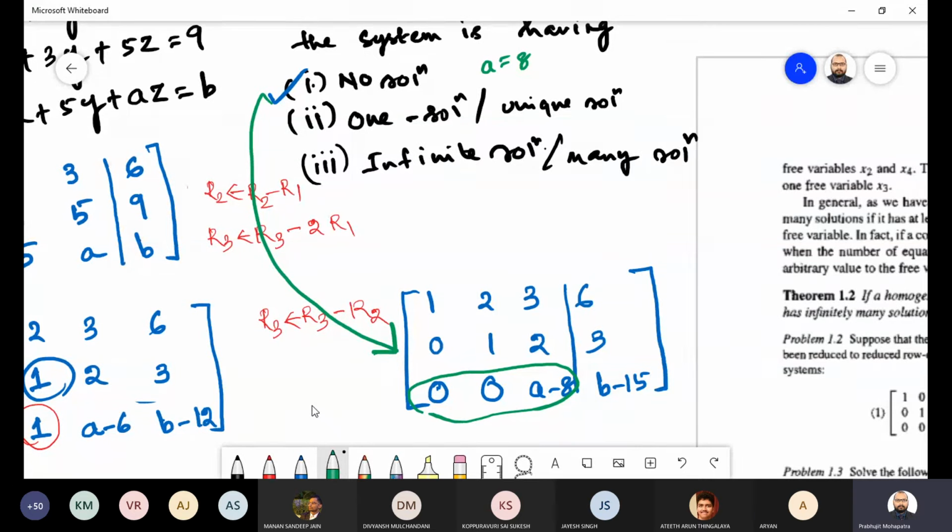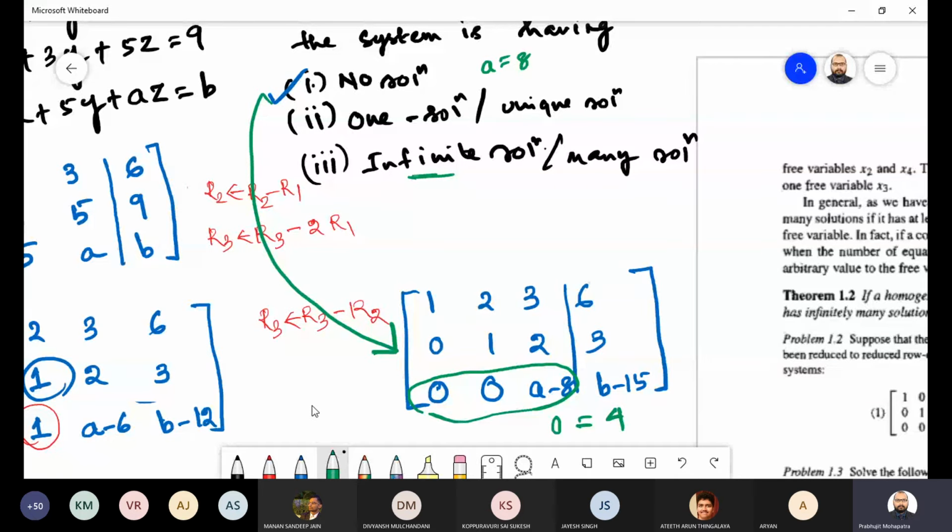But what about the right hand side? The RHS should be different. If your condition comes out like 0 equal to 4, if some contradiction happens, then you will have no solution only. Determinant 0 means you can have infinite solutions as well. Do not forget that. From the determinant being 0 alone you cannot decide. So the right hand side should be different, it should not be equal to 0. If it is 0, you will have infinite solutions.